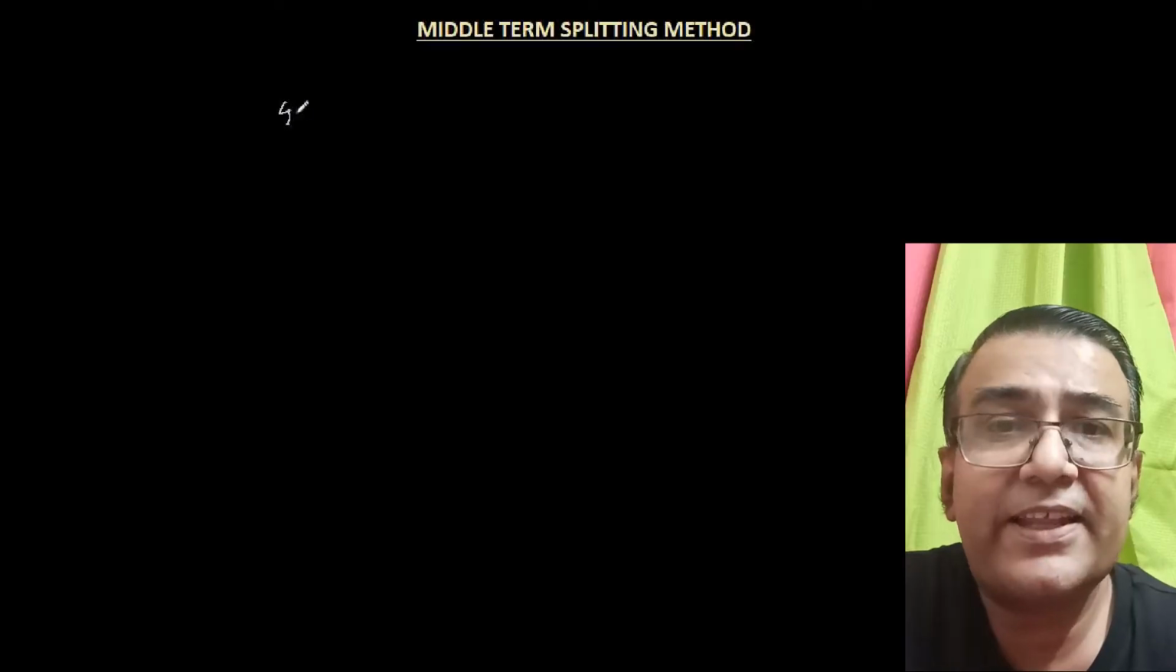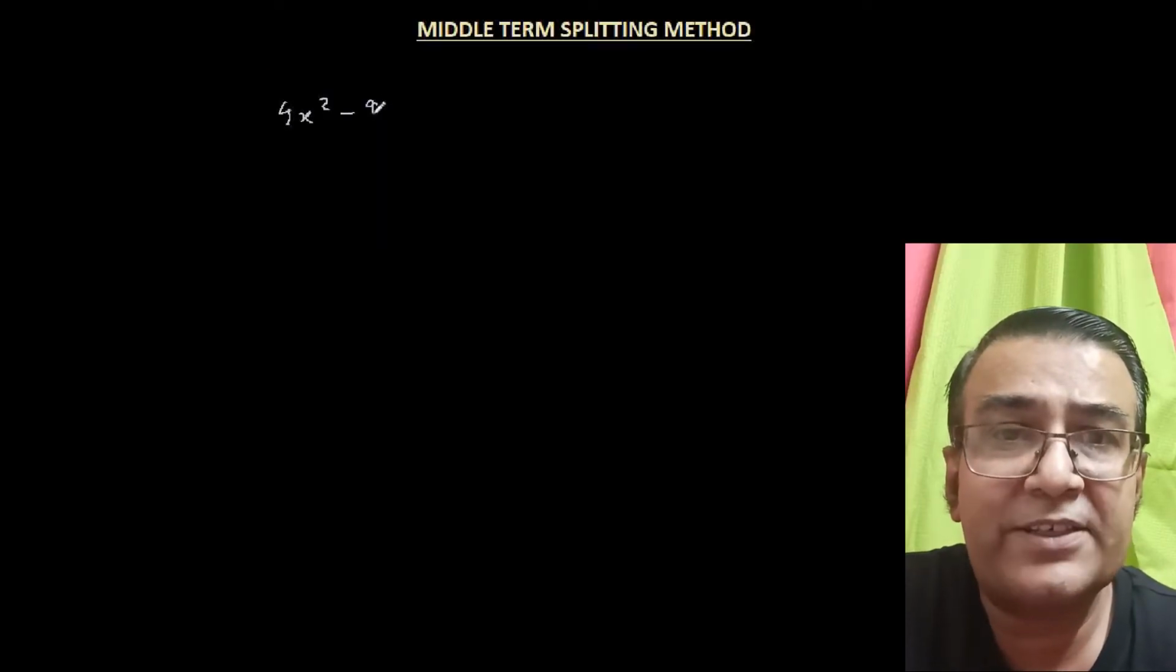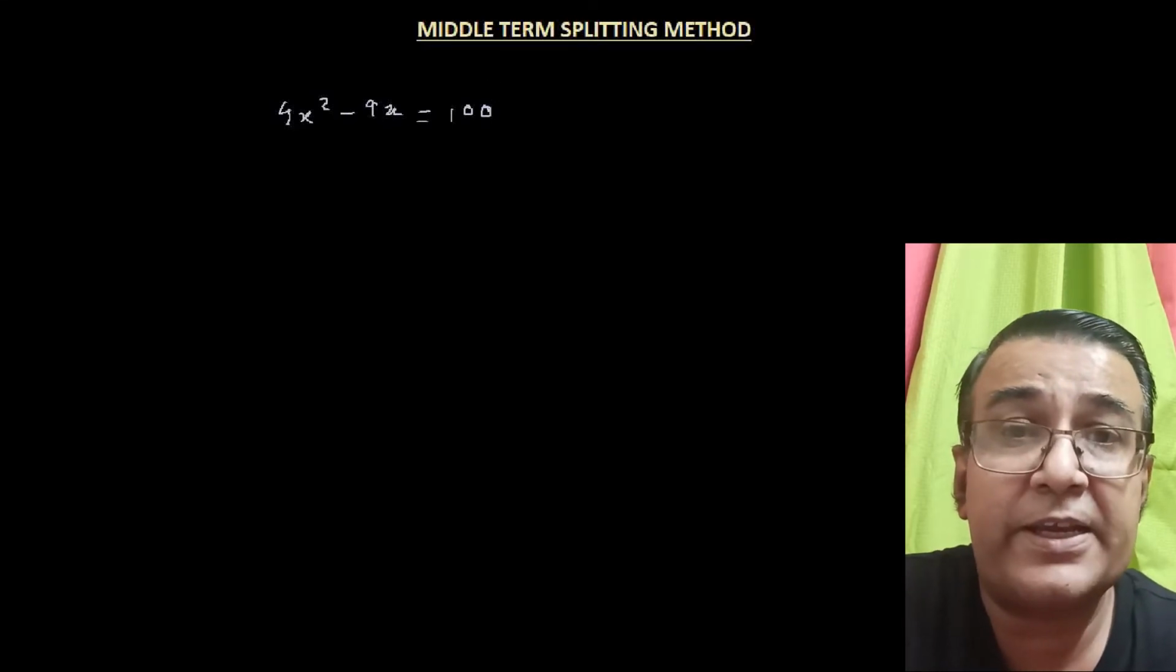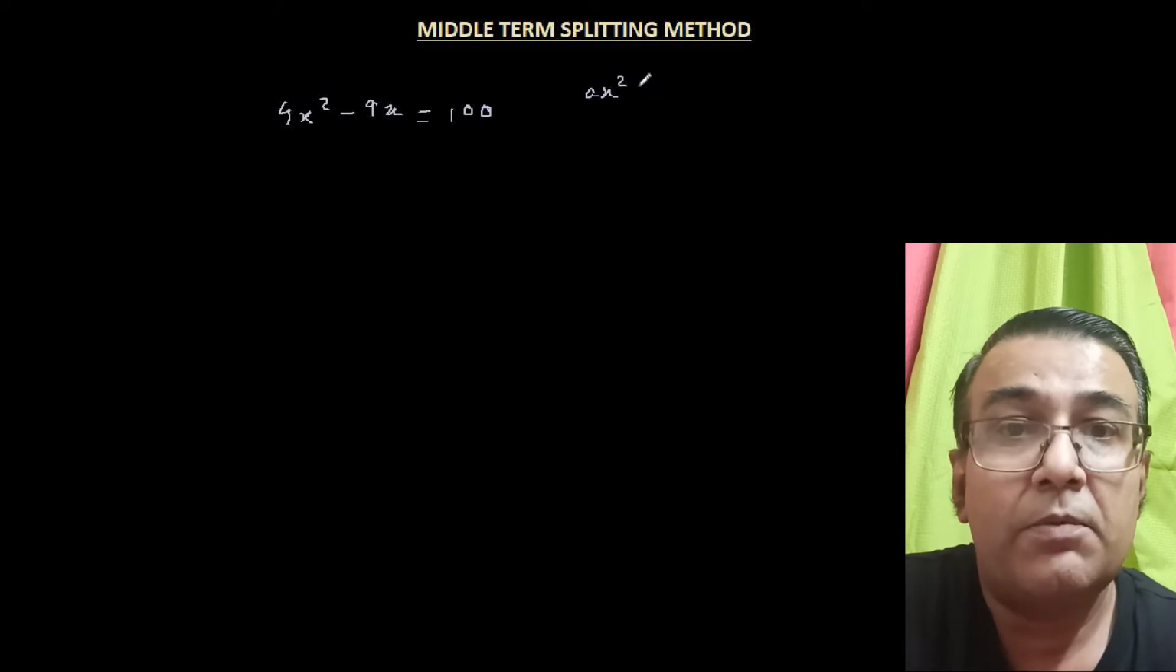Now whenever we are doing some abstract things, it becomes a little difficult. So we are going to understand the middle term splitting method with the help of an example. Let's say that the equation that we have is 4x squared minus 9x is equal to 100. First let's compare it to the standard form of a quadratic equation, which is ax squared plus bx plus c is equal to 0.